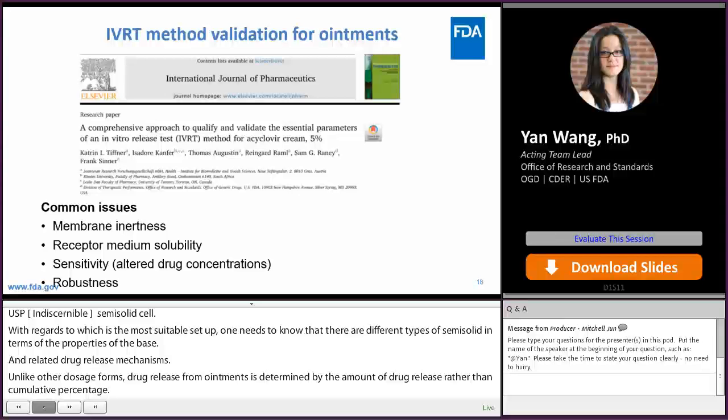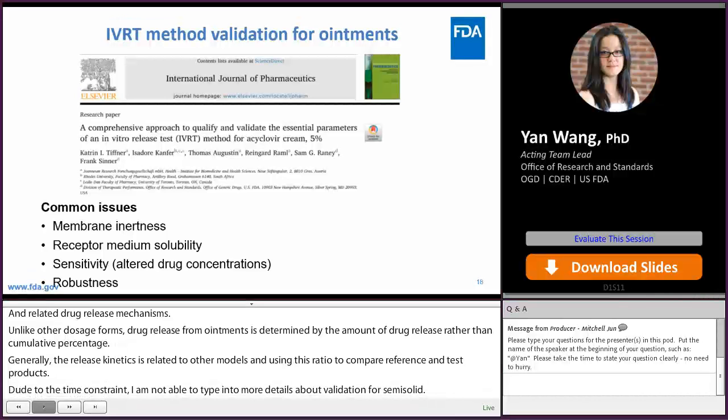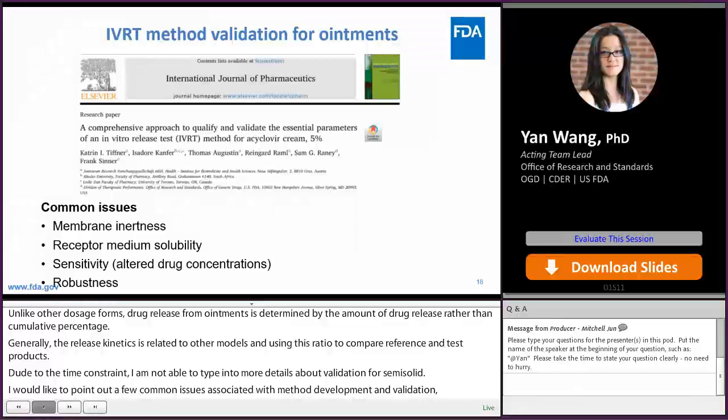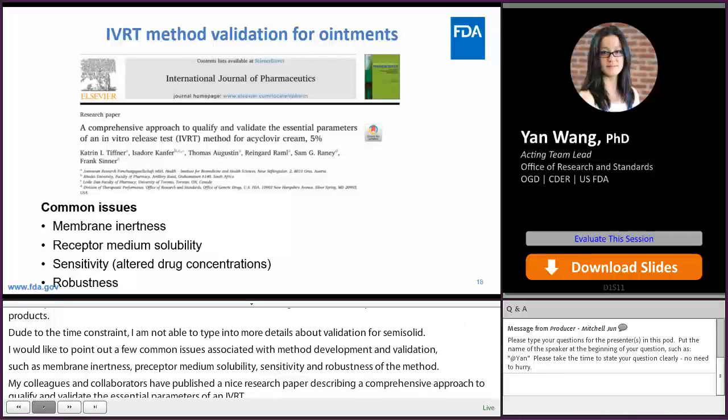Due to the time constraint, I'm not able to dive into more details about validation of IVRT for semi-solids. I would like to point out a few common issues associated with method development and validation, such as membrane inertness, receptor medium solubility, sensitivity, and robustness of the method. My colleague Dr. Sam Raney and his collaborators have published a nice research paper describing a comprehensive approach to qualify and validate the essential parameters of an IVRT method for acyclovir cream, which is a good reference when developing and validating IVRT methods for semi-solids.